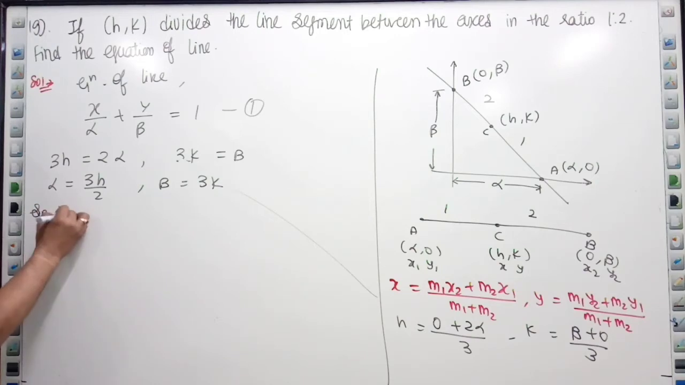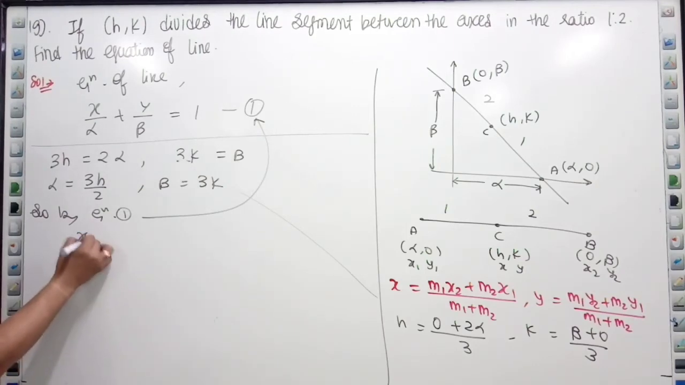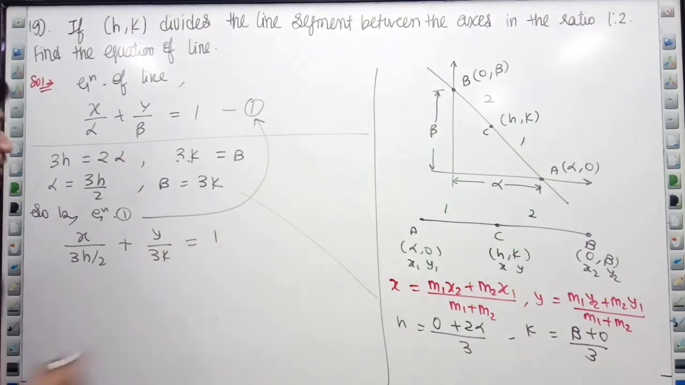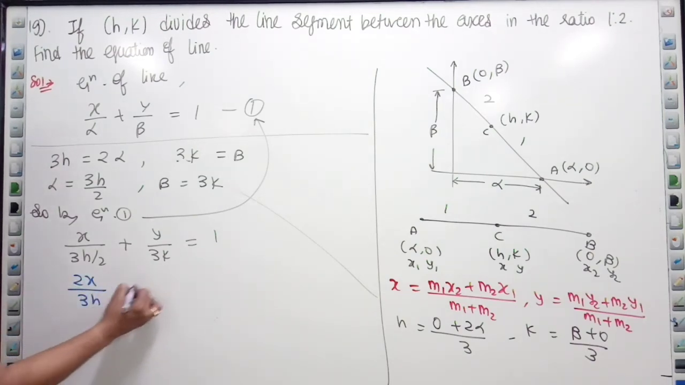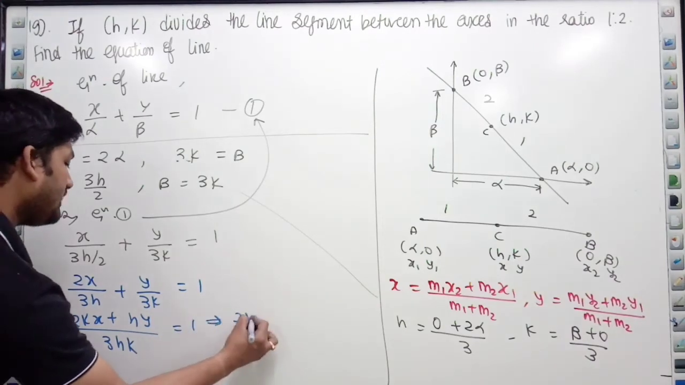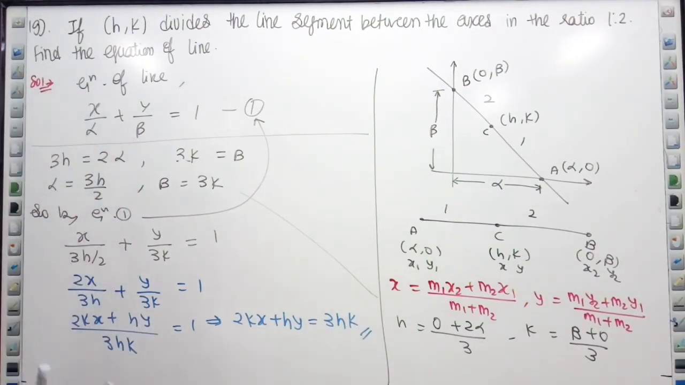So in equation number 1, put x upon alpha as 3h by 2, y upon beta as 3k, equal to 1. So 2 I am taking to the numerator side: 2x upon 3h plus y upon 3k equal to 1. The LCM is 3hk, so 2kx plus hy equal to 3hk, and this is the required answer. I hope it is clear.